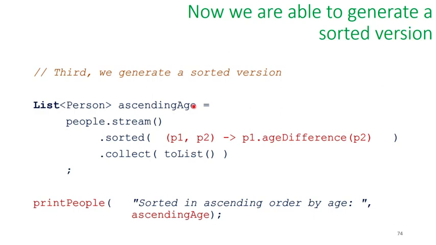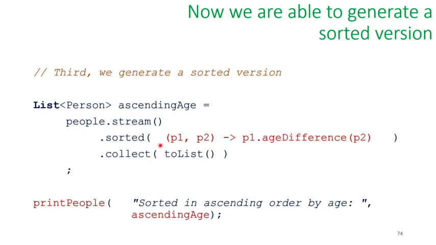To produce that, we start with people, which is our unsorted list. We generate a stream out of it. On that stream, we call the sorted intermediary operation. Sorted intermediary operation takes a lambda expression as parameter. Guess what? That lambda expression is our comparator. It acts exactly, from a semantic point of view, as our comparator objects.